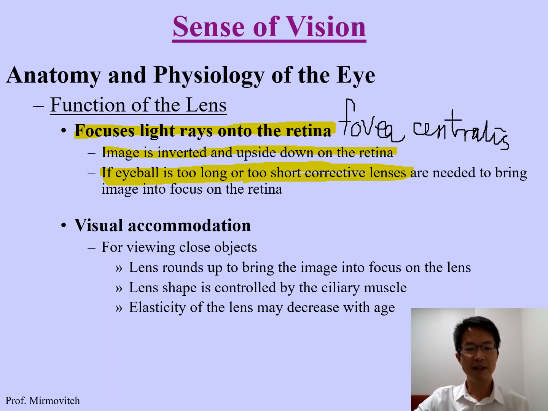So how do we see things that are close to our face, or things that are farther away from us? Well, we adjust the thickness of the lens. Here we said that the lens will round up when we see a close object, and it is done by the ciliary muscle. So what happens is that when we want to see an object that is close to our face, the ciliary muscle will contract.